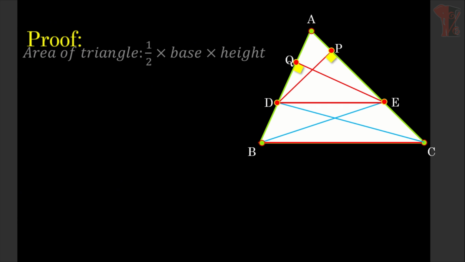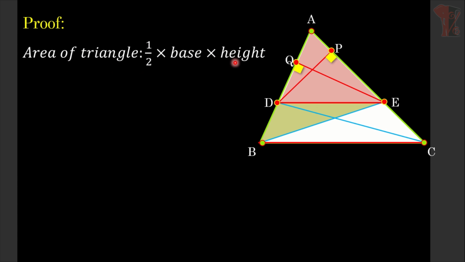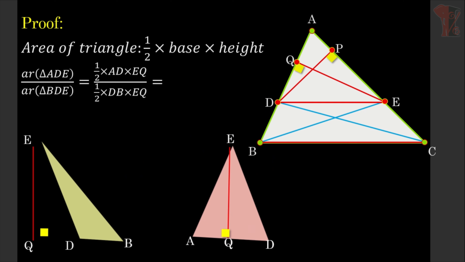Okay, in the proof, we are going to use the concept of the area of a triangle, which is half into base into height. For that, we have to choose triangles. Now we can see we have chosen triangle ADE and triangle BDE, where we are considering the base of the triangle as AB. If you split this triangle, we are going to get it like this.